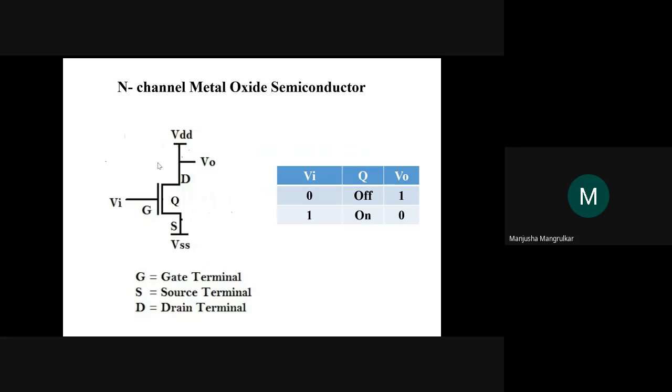Now we'll see the N channel metal oxide semiconductor. Same, there are three terminals: source, gate and drain. Just it is reversed. Drain will get the VCC voltage, VDD voltage, and source is connected to the VSS.